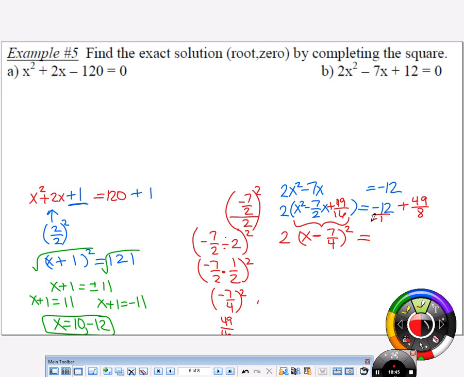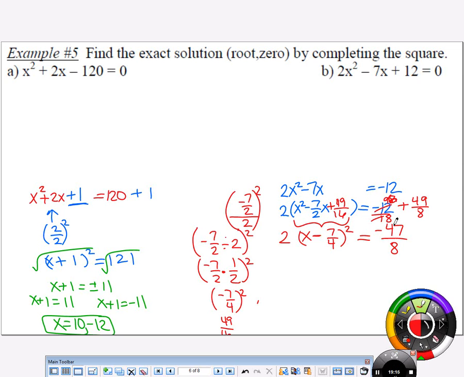So if I want a denominator of 8, 12 times 8 is 96. So negative 96 plus 49. Oh, I wrote 8, but I meant 6. So 96 minus 49 is what, smart people? 47? Yeah? Okay. Getting there. All right, so now what am I going to have to do to finish solving this equation?